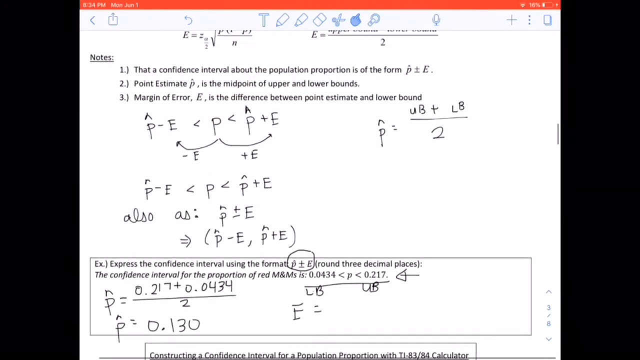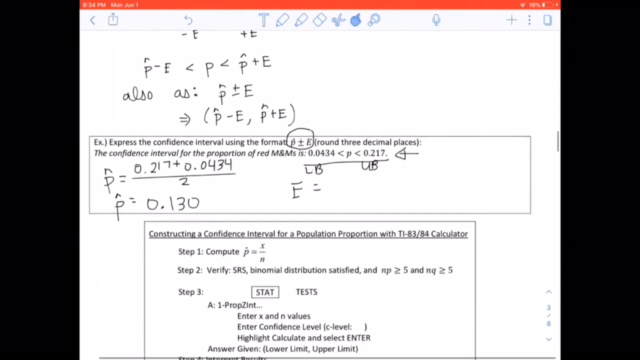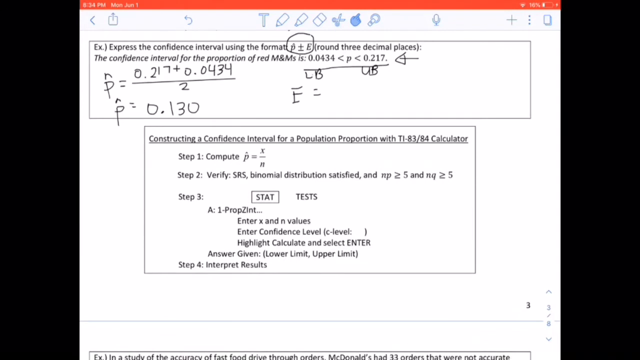And then we also need to come up with our margin of error, and that is up above and it's typed. It says it's the upper bound minus the lower bound, all divided by 2. So your upper bound is 0.217 minus the lower bound, and then all divided by 2. And when you do this and we round 3 decimal places, we get 0.087.